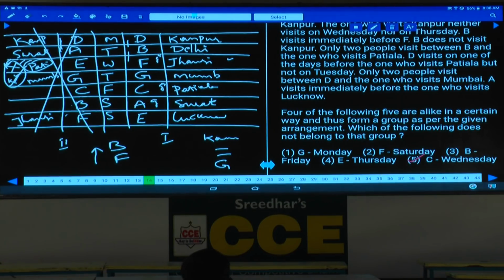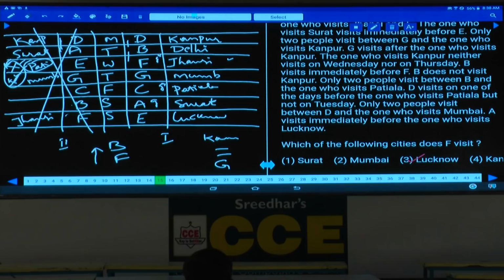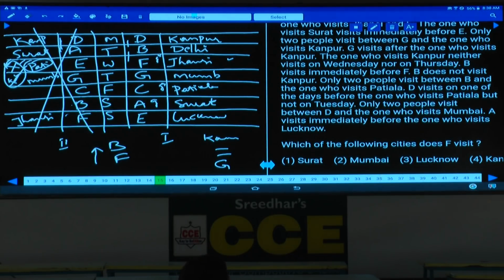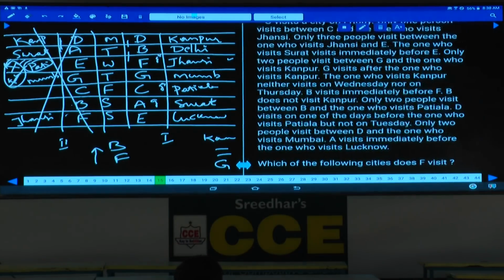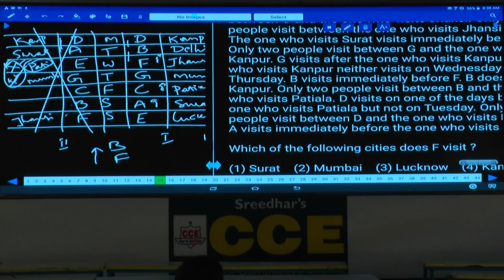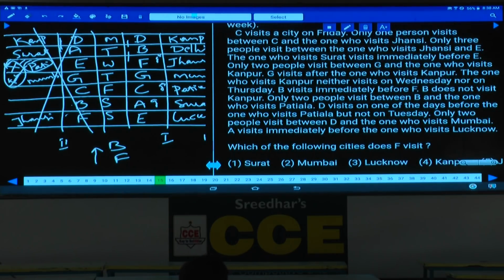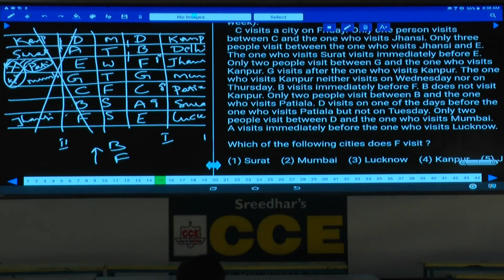Next one, 15. Which of the following cities does F visit? F visits which city here? F visits Jhansi, and what is the choice for this Jhansi here? F visits Jhansi, that is given in choice 5. Now, F visits Jhansi, that is choice 5 is the answer. Clear? Choice 5 is the answer.